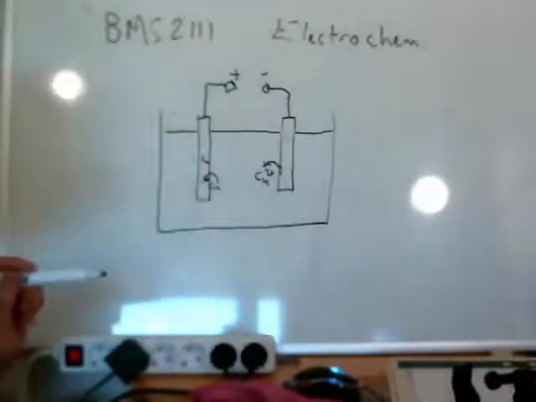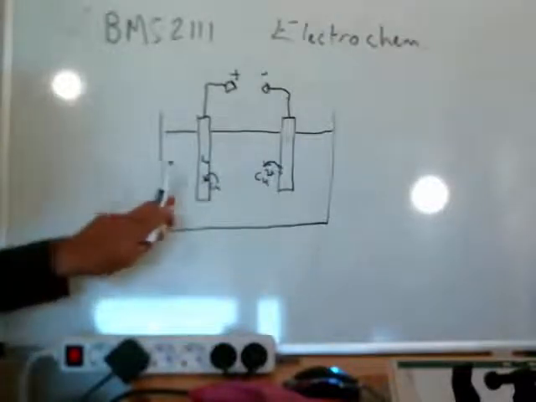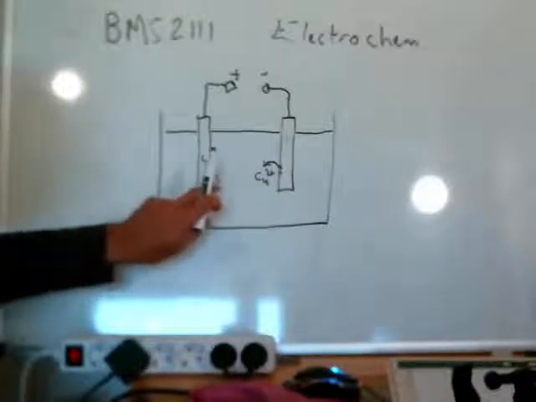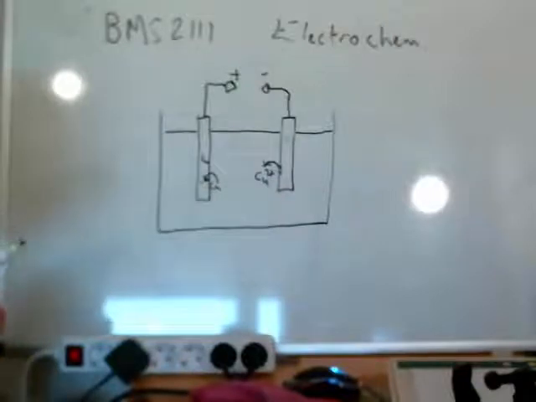If we do that, we can see that if we transfer charge across here, the same amount of charge will have to transfer down here, which means that the solution will be at a potential so that the current on this electrode is exactly the same as the current on this electrode.